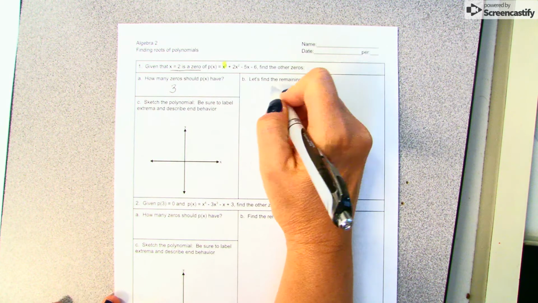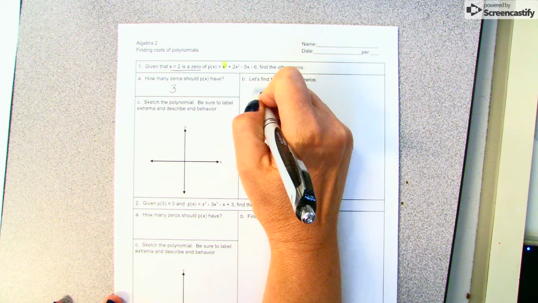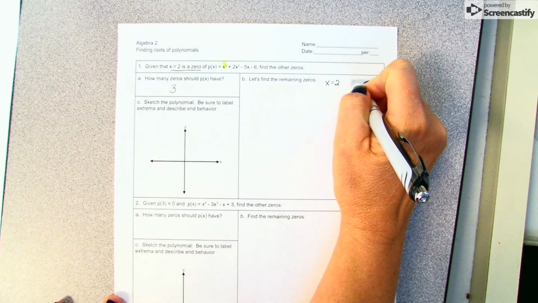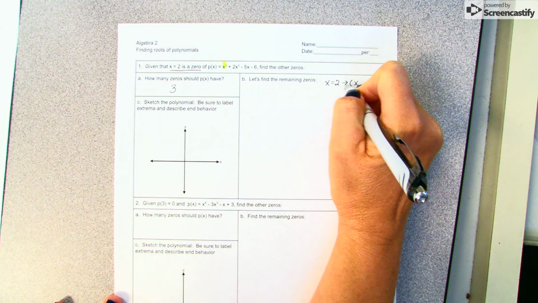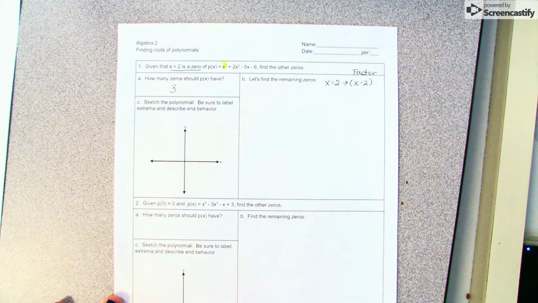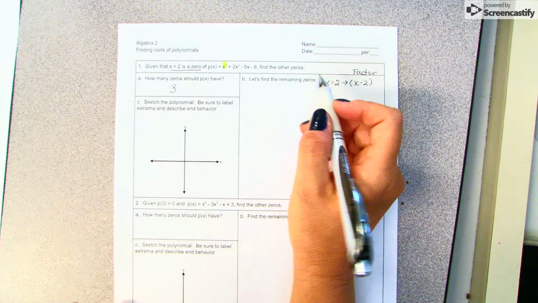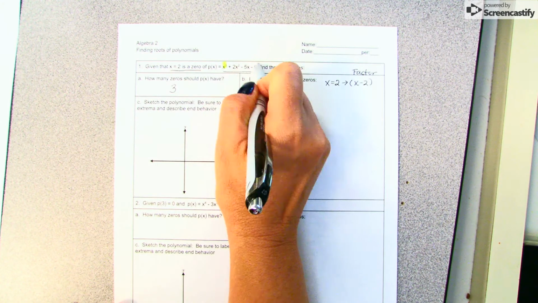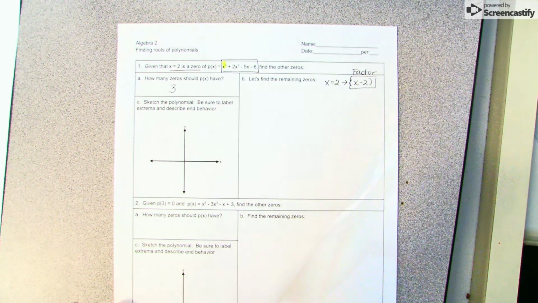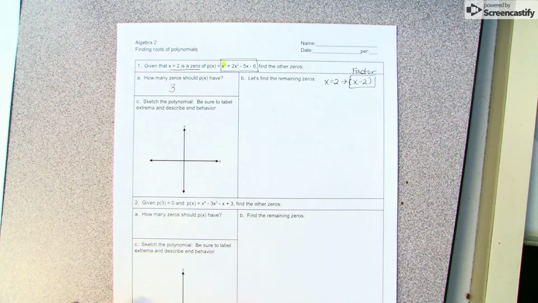So if x equals 2 is a 0, that means that if you were to change it to a factor, you would do the opposite. So this is one of the factors that divides into the polynomial. Now to find the other zeros, we're putting everything together here. What we're going to do is take the polynomial and divide it by the factor to see what you have left, and then we try to factor that at the end.